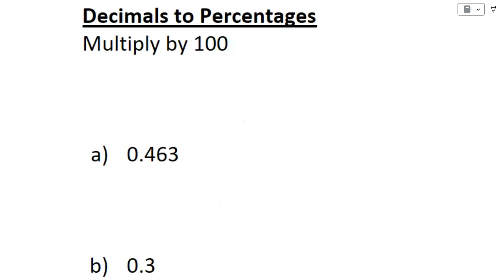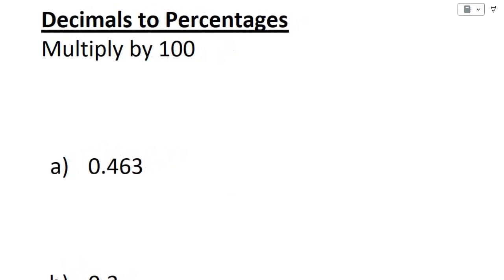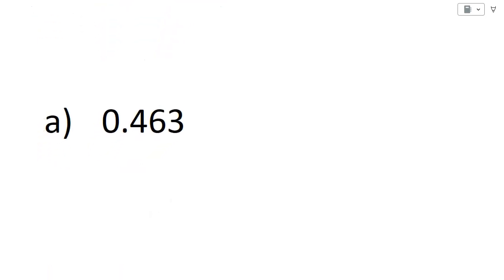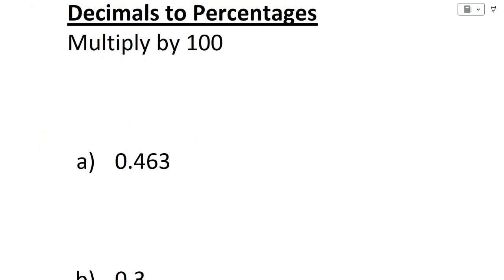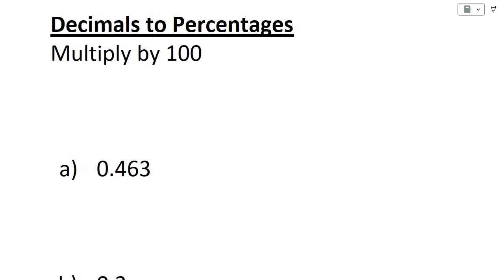Decimals to percentages. Again, percent means out of 100. So essentially what we're doing here is just making this out of 100. We know we're going to move the decimal place twice, so we've got to do the same thing to the top. All we're doing is essentially multiplying by 100 here. So this comes out to be 46.3 over 100.